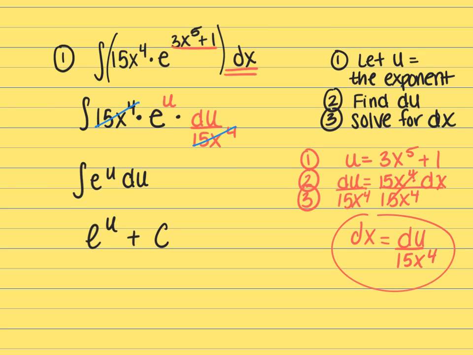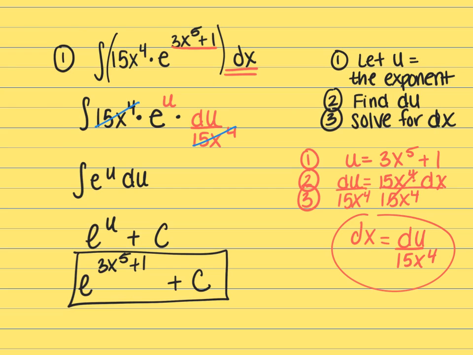Now not really final, excuse me, we actually have to now resubstitute what we let u back in. So if you look over here, we let u equal the 3x to the fifth plus 1. So my final answer is e to the 3x to the fifth plus 1 and then plus c. So this is my final answer. Awesome. Let's try another example.